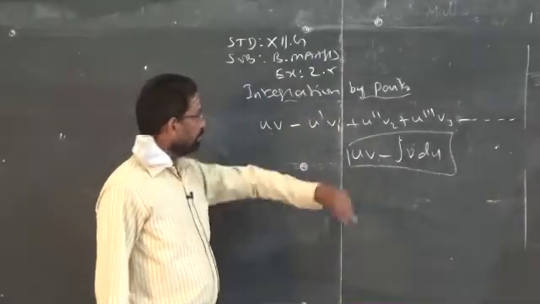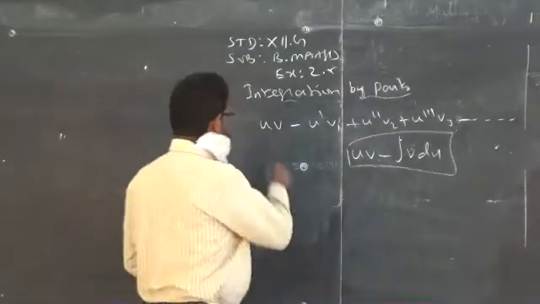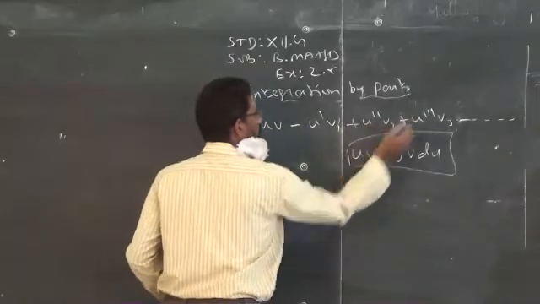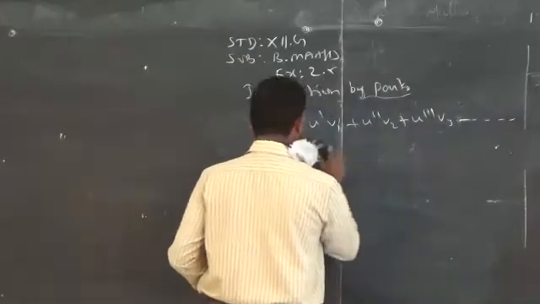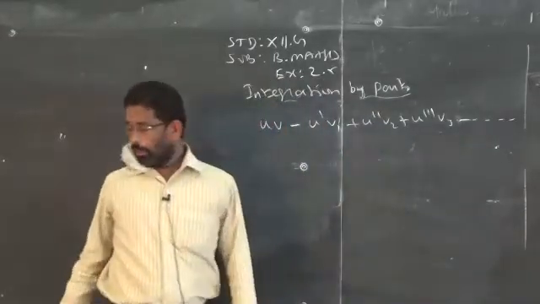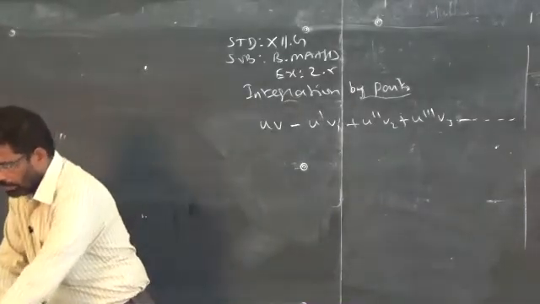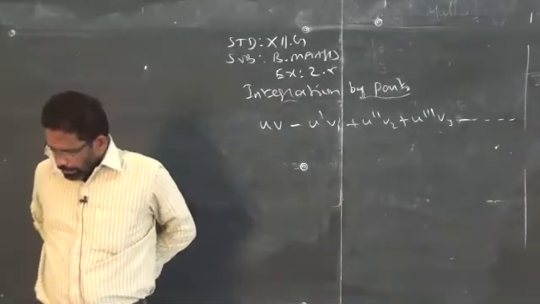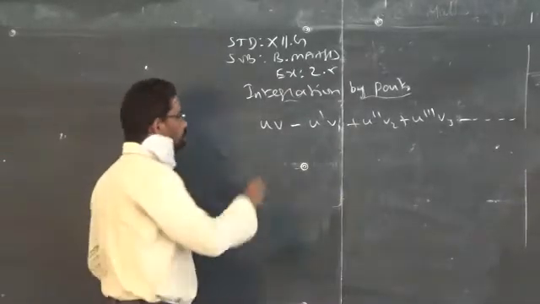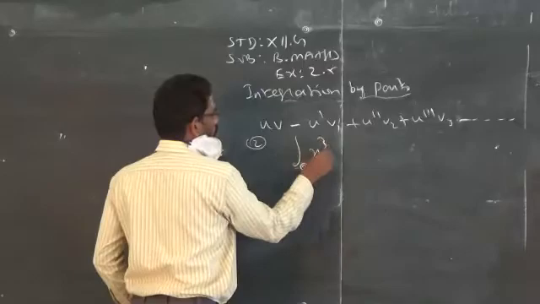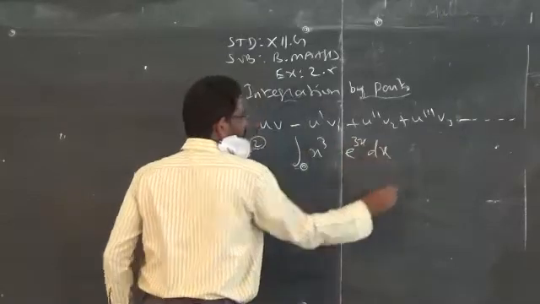The u's stand for derivatives: first order, second order, third order. The v's all stand for integrals: first integration, second and third integrations, and so on. Clear? So when the power of x is 2 or less, you can apply the uv minus integration v du formula, or if the power of x is more than 2, you better apply Bernoulli's formula uv minus u dash v1. Now question number 2, integration of x power 3 into e power 3x into dx.